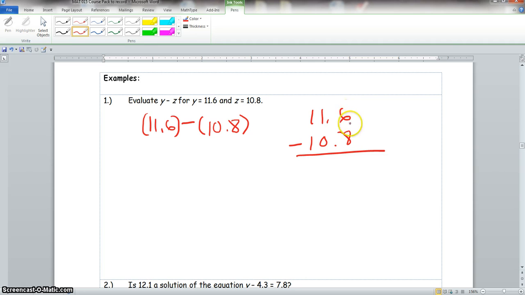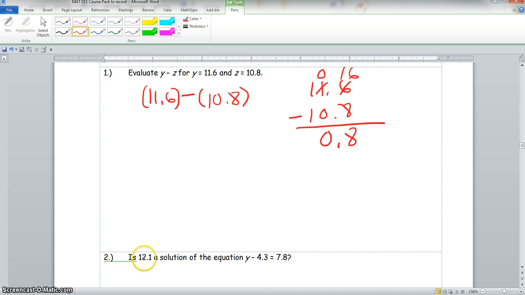Now we subtract. You know you cannot do 8 from 6, so we'll borrow 1 from this 1. That becomes 0, and this 6 becomes 16. 16 minus 8 is 8. Bring down your decimal. And we know 10 minus 10 is 0, so your final answer is 0.8. Now we look at problem number 2. It says, is 12.1 a solution of the equation y minus 4.3 equals 7.8?